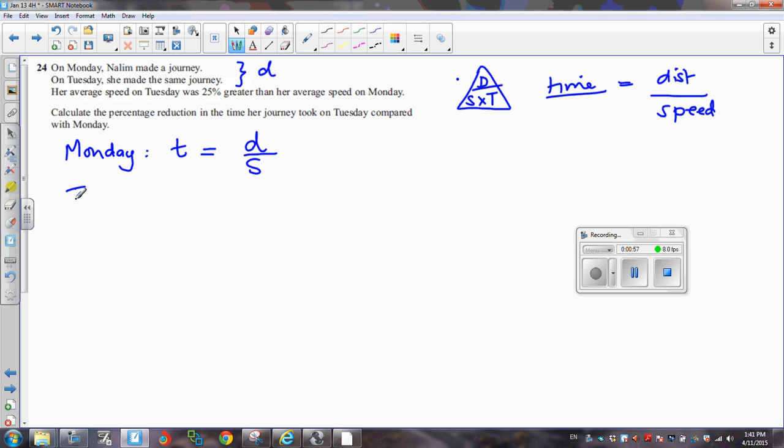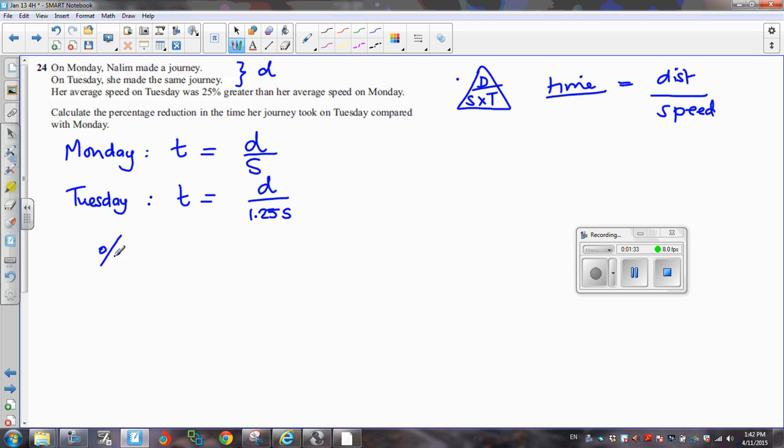Okay, on Tuesday, she made the same journey. Her time in this case is distance, but her average speed is 25% greater. Now if her speed here is S, if we increase something by 25%, we multiply it by 1.25. So on Tuesday her time was D divided by 1.25 S. Now the question says, what is the percentage reduction in the time her journey took on Tuesday compared with Monday?